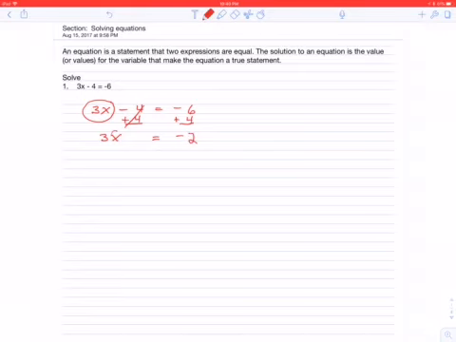Now I want to get the x by itself. Since it's multiplied by 3, to get rid of that 3, I'll do the opposite. I'll divide both sides of the equation by 3. Now, if either the numerator or the denominator of a fraction is negative, it makes the whole fraction negative. The answer is negative 2/3.